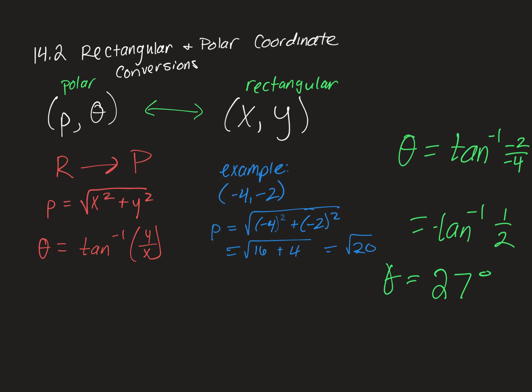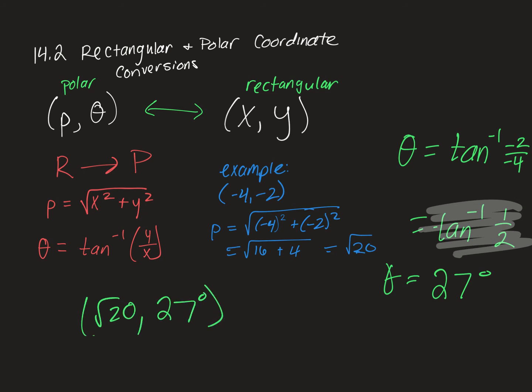I plugged this into the calculator. So is that the answer? Right. So then your final answer would look like, P was the square root of 20, and then the angle is 27 degrees. So your final coordinate would look like that. It's supposed to be a theta symbol in front of 27.